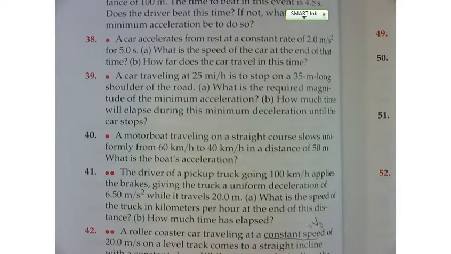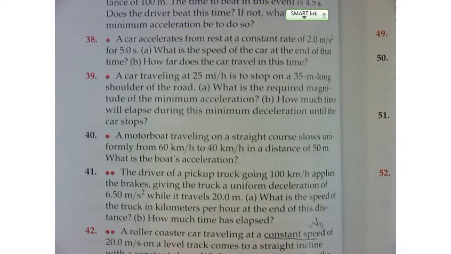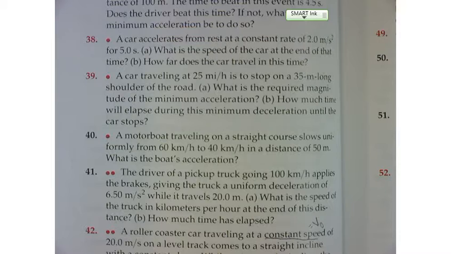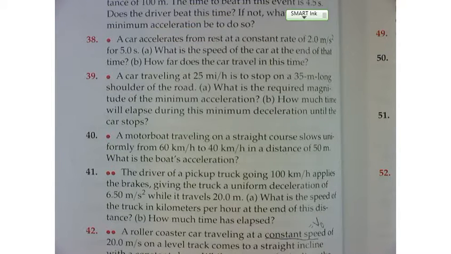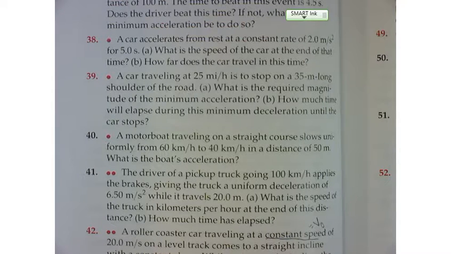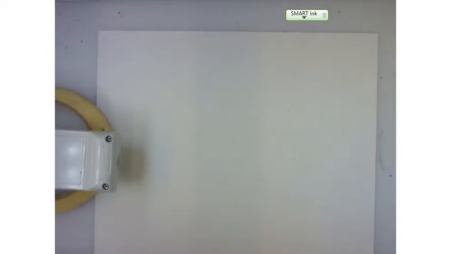Number 38, it says a car accelerates from rest at a constant rate of 2 meters per second for 5 seconds. What is the speed of the car at the end of the time, and how far does the car travel in this time? So in order to do this problem, what we're going to have to do is just list our variables first and draw a picture and then pick some equations.